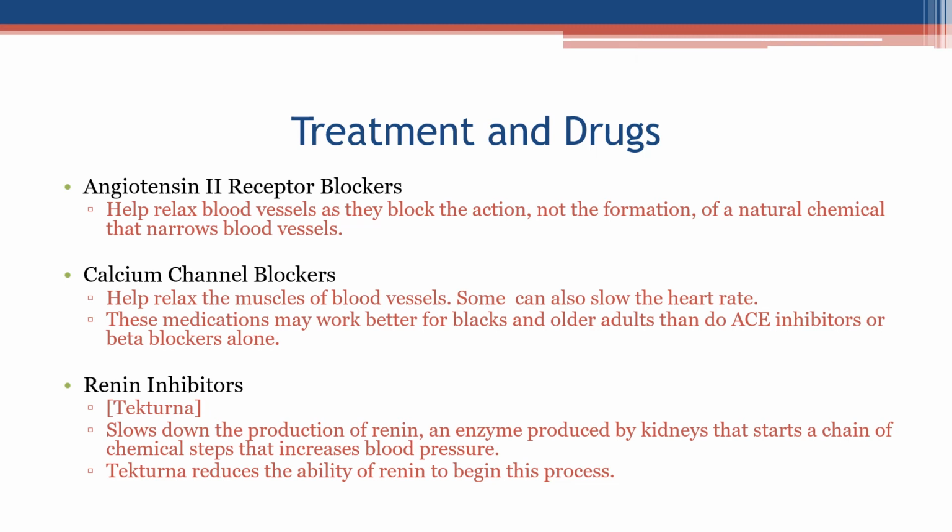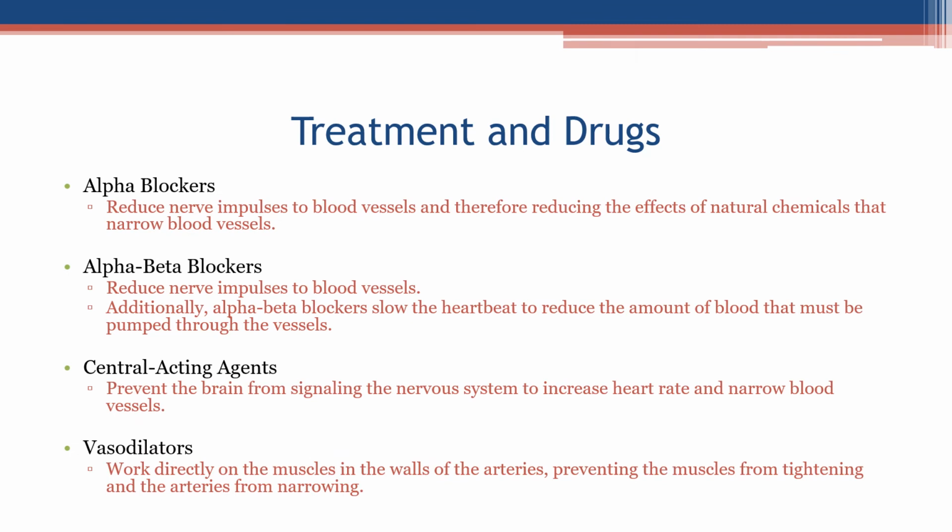Renin inhibitors. Tekturna slows down the production of renin, an enzyme produced by kidneys that starts a chain of chemical steps that increases blood pressure. Tekturna reduces the ability of renin to begin this process. Alpha blockers reduce nerve impulses to blood vessels and therefore reduce the effects of natural chemicals that narrow blood vessels. Alpha-beta blockers reduce nerve impulses to blood vessels. Additionally, alpha-beta blockers slow the heartbeat to reduce the amount of blood that must be pumped through the vessels.